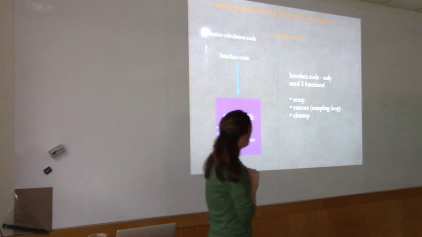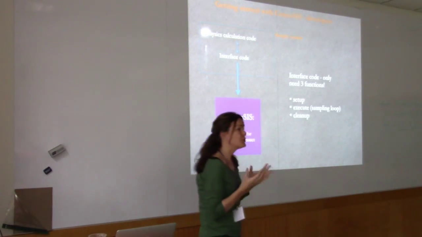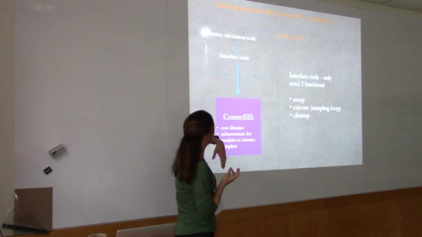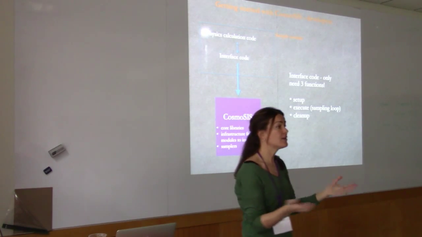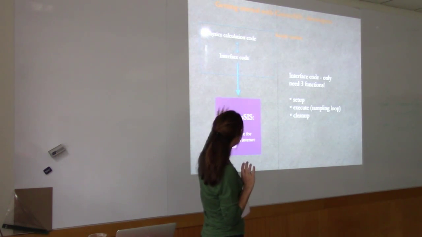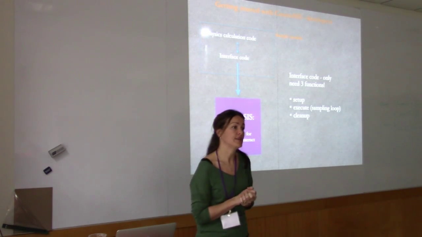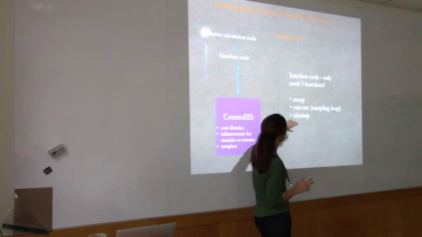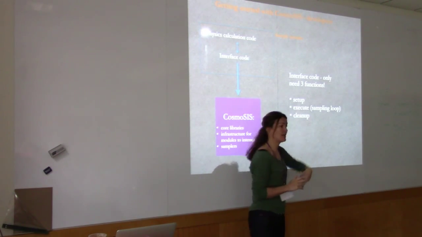Okay. So if you want to be a developer, how do you write your new little module that plugs into CosmoSIS? You have your little snippet of physics calculation code. It could be in anything, Python, C, whatever. Then all you need to do to make it talk to CosmoSIS is write this interface code. The interface code literally only needs to be 3 functions: a setup function, an execute function, and a cleanup function.